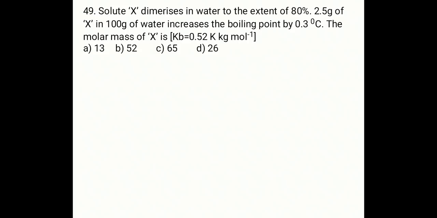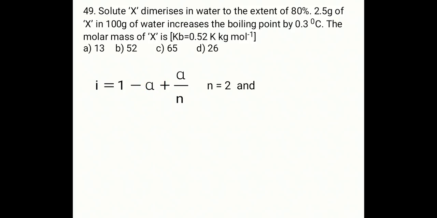49. Solute X dimerises in water to an extent of 80%. 80% is given, which means the alpha value is 0.8. So how to solve this? See, this is the one formula for association. Remember, 1 minus alpha plus alpha by n. Here it is alpha, remember. 1 minus alpha plus alpha by n.